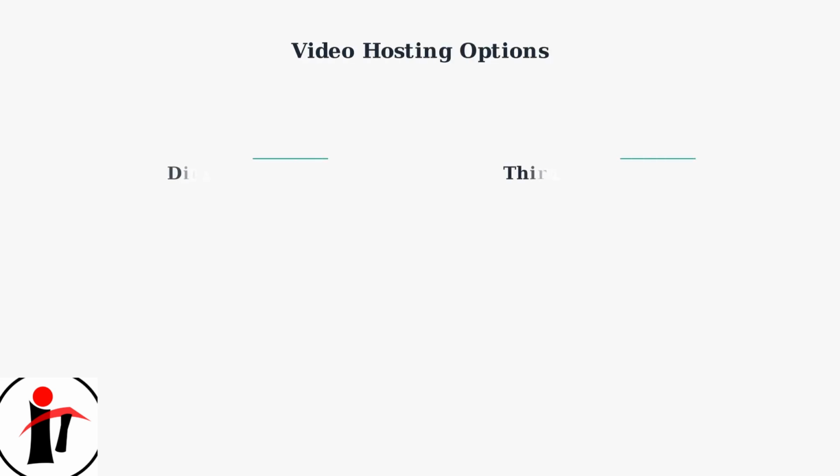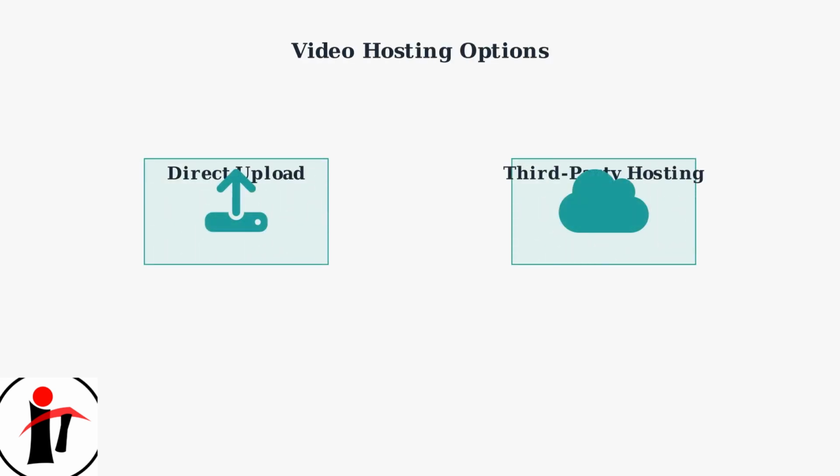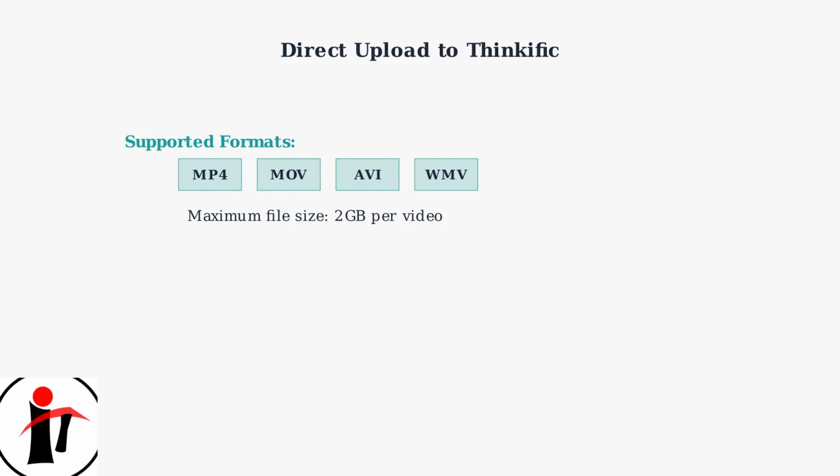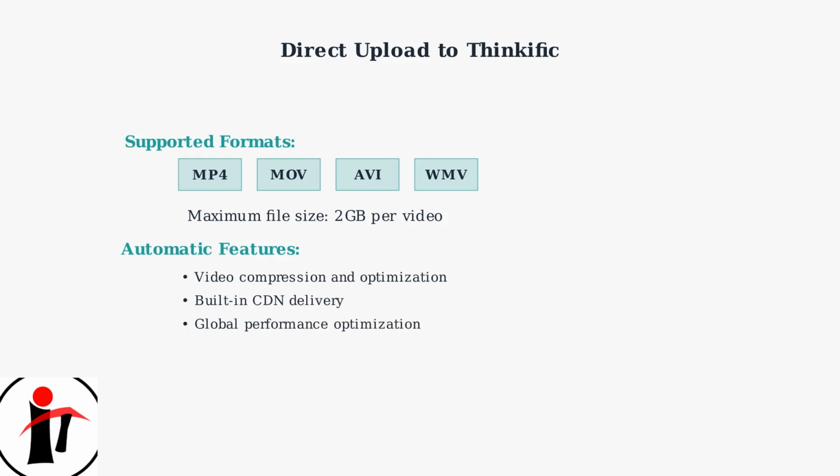Thinkific offers two primary methods for adding videos to your courses: direct upload to the platform or integration with third-party hosting services. Direct upload to Thinkific supports four major video formats: MP4, AVI, and WMV, with a maximum file size of 2 gigabytes per video. Thinkific automatically compresses and optimizes your videos, then delivers them through its built-in content delivery network for optimal global performance.